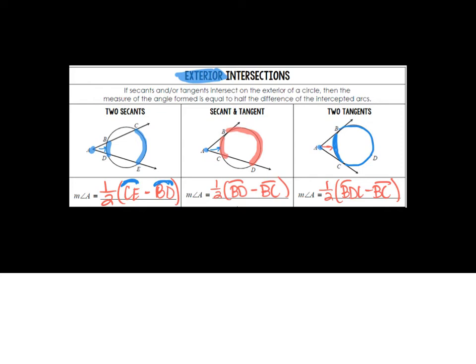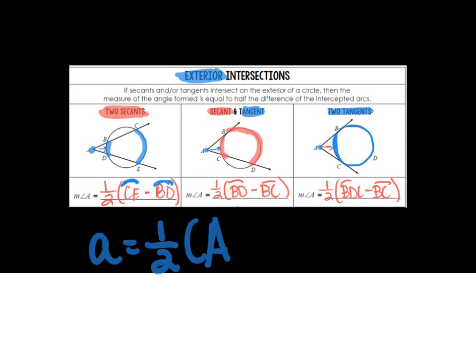Now, even though all of these pictures look different, because in the first case we have two secants and a secant line crosses the circle in two places. In the second one we have a secant and a tangent, so one line crosses twice and one crosses once. In the last one we have two tangent lines, so it only touches the circle once. What do they all have in common? What they have in common is the formula. The formula for finding the angle is half of the arc minus the arc. 1/2 arc minus arc.